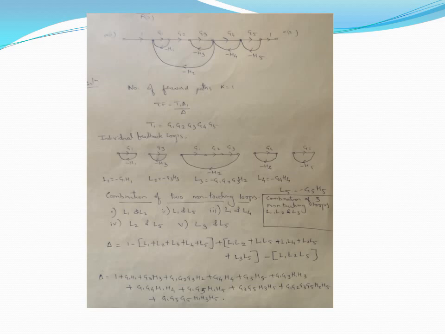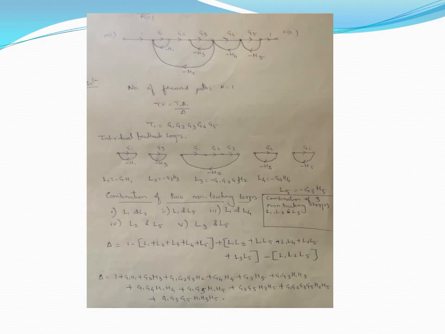So here we can see delta equal to 1 minus L1, L2, L3, L4, L5. This is the combination of all single loops. Then plus combination of two loops, L1 L2 plus L1 L5 plus L1 L4, then L2 L5, then L3 L5. Then minus combination of three non-touching loops, that is L1, L2 and L5.